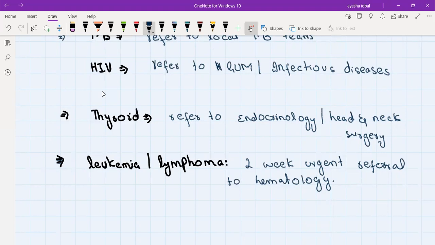So this was all about the neck lump and how you are going to approach it in the exam.